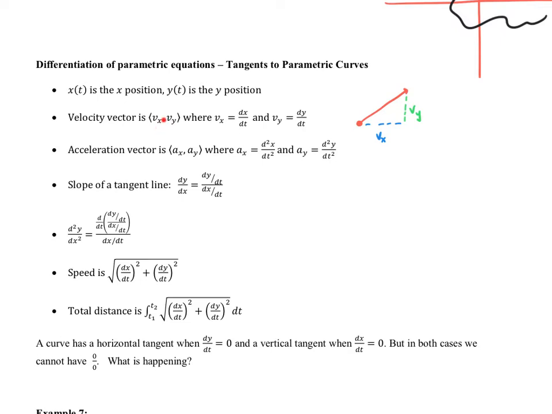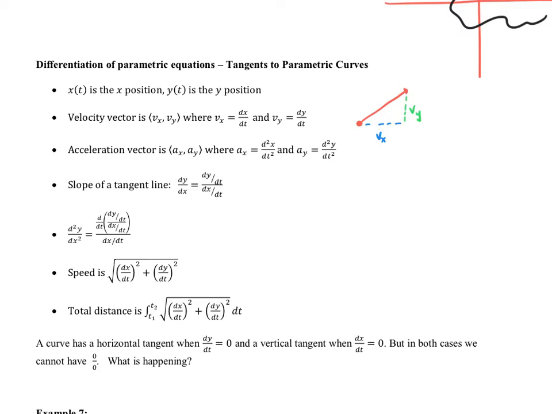This is considered the derivative of x of t, so that's dx dt, and this is the derivative of y, which is dy dt. And all it is is the two components. So if this number was 3 and this number was 4, that means you go 3 units this way and 4 units up, and that's your vector itself. But again, we're not going to be graphing them.